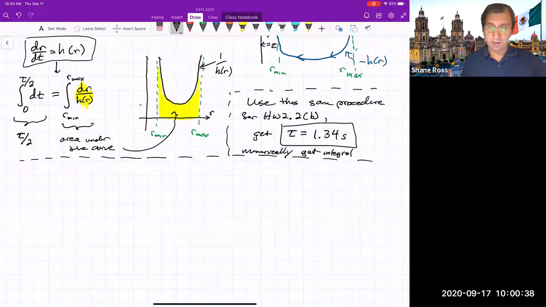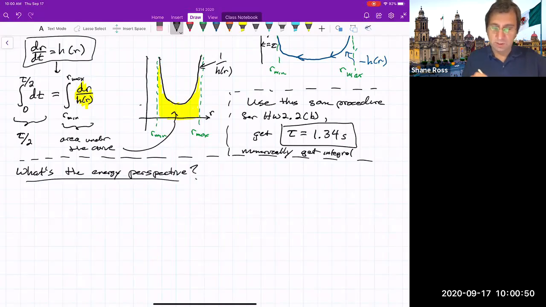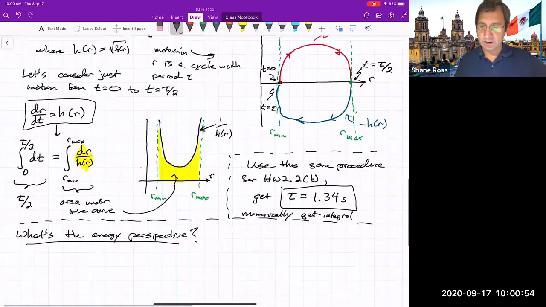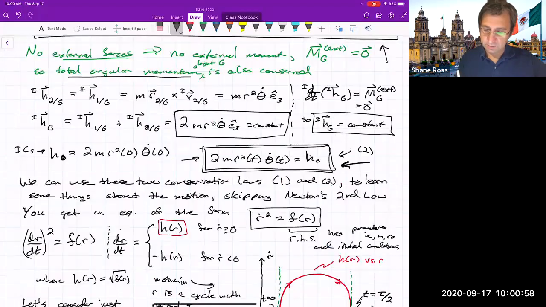Just like last time, we could talk about the energy perspective. I guess before I do that, once we know the r dynamics, if we knew how r changed in time, then from this equation up here, the conservation of angular momentum, we could find out how theta changes.